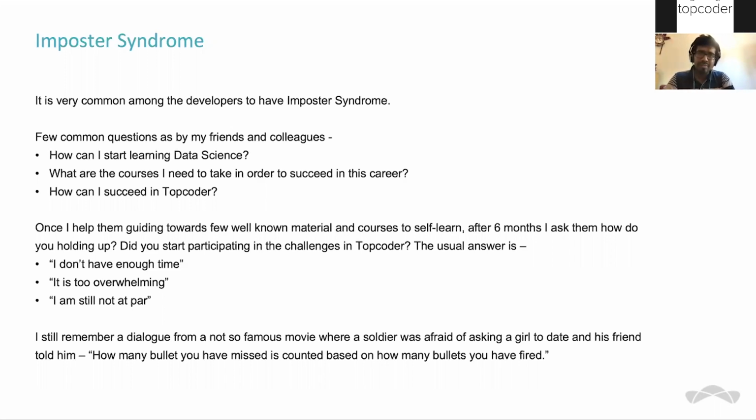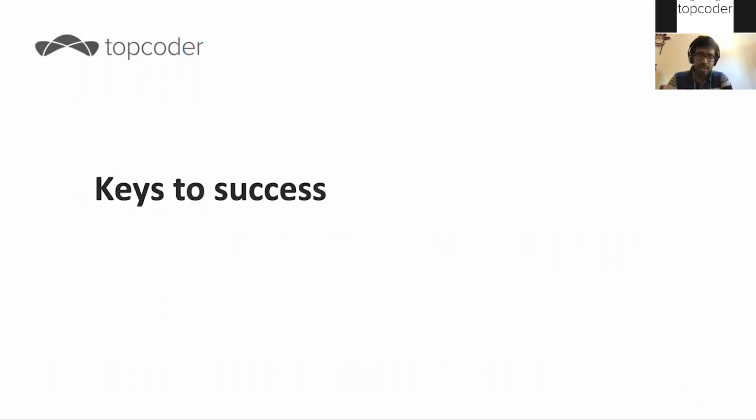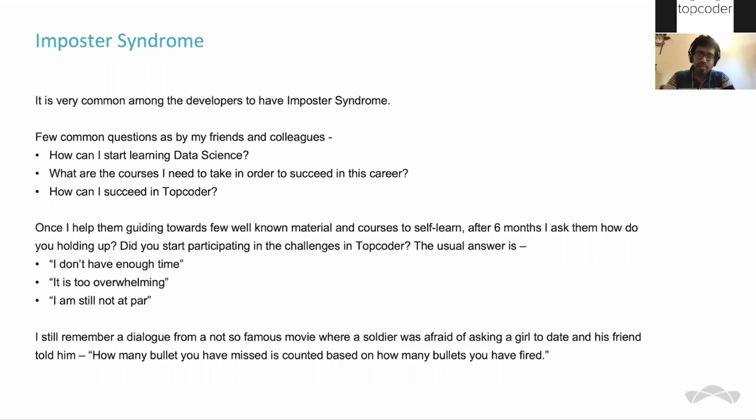So once I chat with them for 15 to 20 minutes, I tell them okay, these are the things you need to do, these are the materials, these are the free courses, these are the paid courses, like on Udemy, on Coursera. If you want to self-learn, you need to put in at least 6 months of time, to be in that position where you have actually learned and can do all these things. Then try participating in Topcoder. And then after 6 months or so, when I ask them, okay, how are you holding up? Did you start participating in Topcoder? How do you feel about it? What are you doing about this?